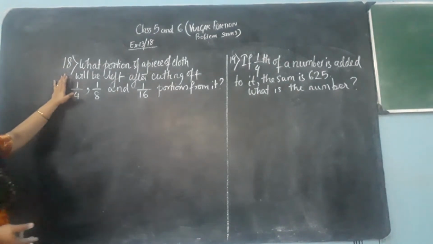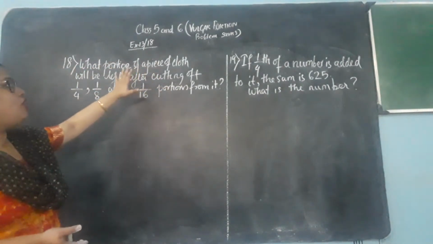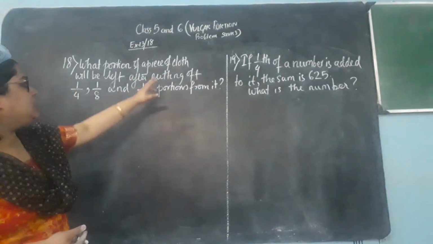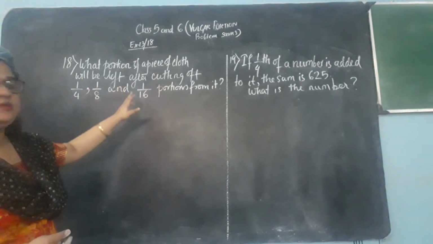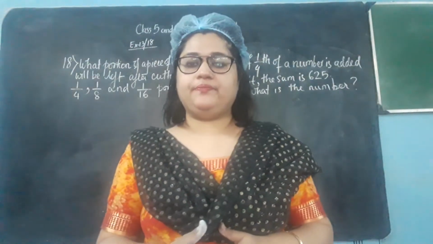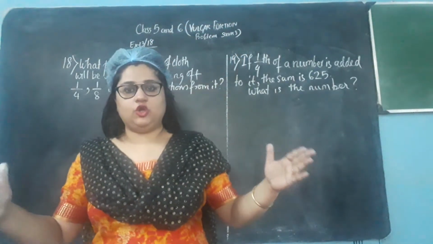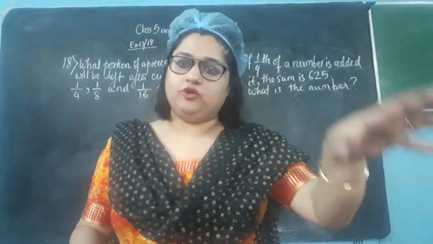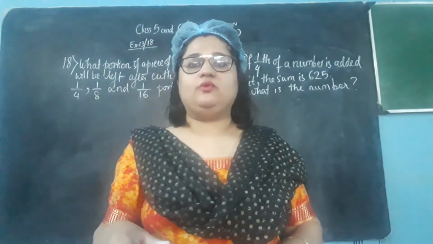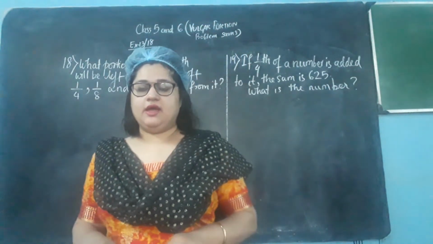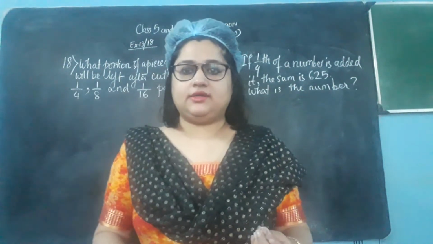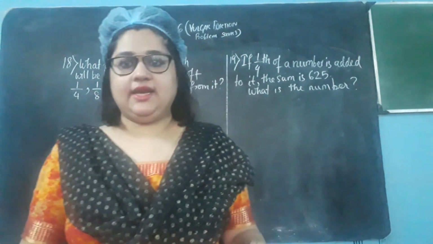Question 18, please look. What portion of a piece of cloth will be left after cutting off 1/4, 1/8 and 1/16 portion from it? So what is the question? There is a piece of cloth, 1/4 is cut out first, then 1/8 fraction is cut out, and then 1/16 fraction is cut out. After cutting out, how much fraction or part or portion is left?